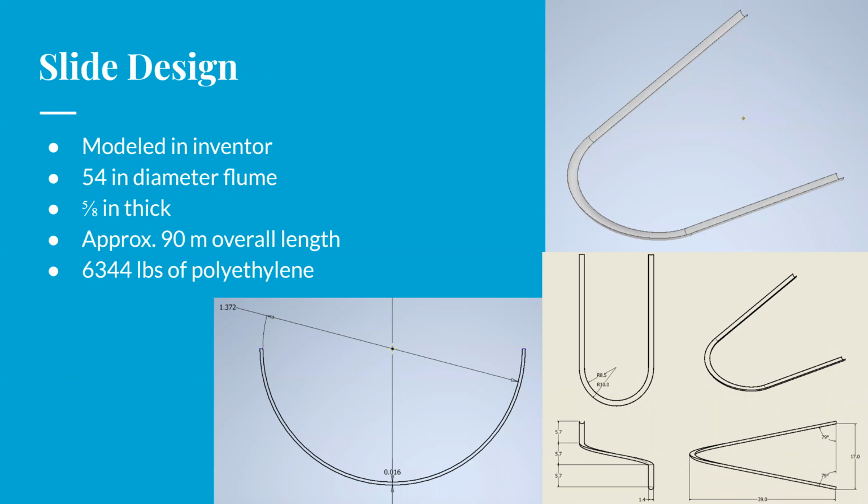Next, we modeled our slide in Inventor. We used a 54-inch diameter for the flume. The standard said for a tube slide that the minimum had to be 52 inches, so we went with 54 to give ample room for the riders. We modeled it in Inventor by extruding a cross section along the curve. It's 5/8 inch thick, approximately 90 meters overall length, and 6,344 pounds of polyethylene in total weight.